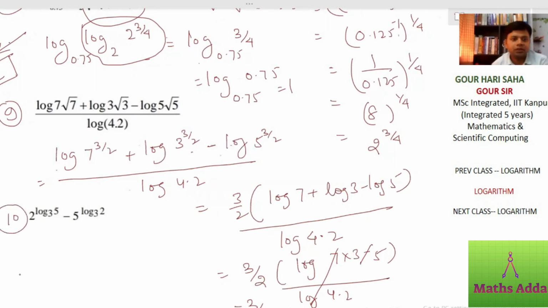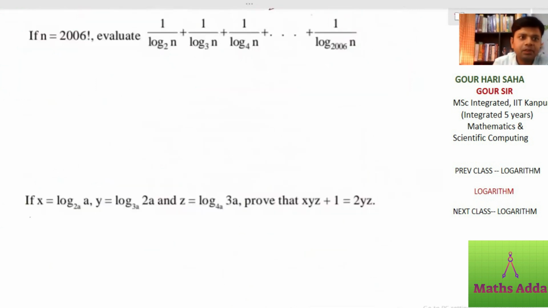How do we solve it? This is which formula? Do you remember? A to the power log of b base c is equal to b to the power log of a base c. Move to question number 11.